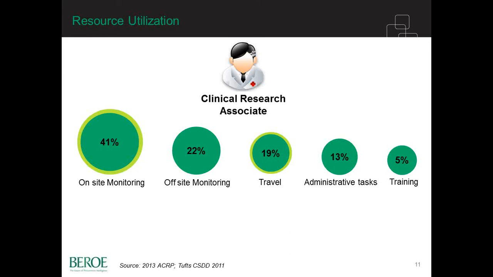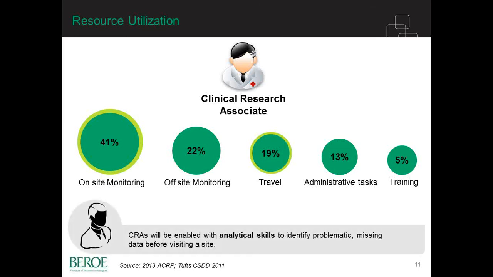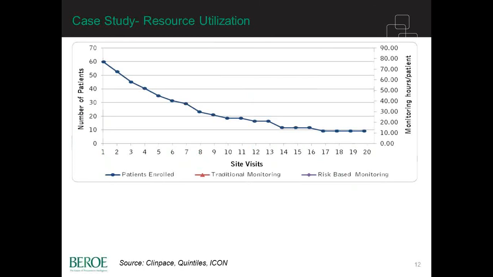And I completely agree with you, Dr. Jain and Mr. Mo, and this role is certainly going to transform in terms of acquiring management skills and analytical skills, keeping CAPA, corrective action and preventive action plan in place, and certainly this source data verification will turn into source data review. And keeping all these things in mind, the CRAs will be enabled with analytical skills to identify problematic or missing data before visiting a site, which will make the trials more successful.